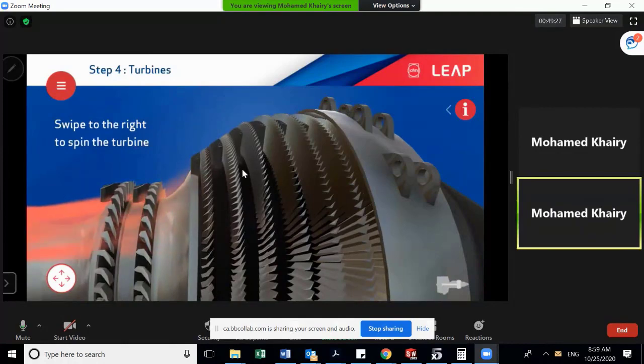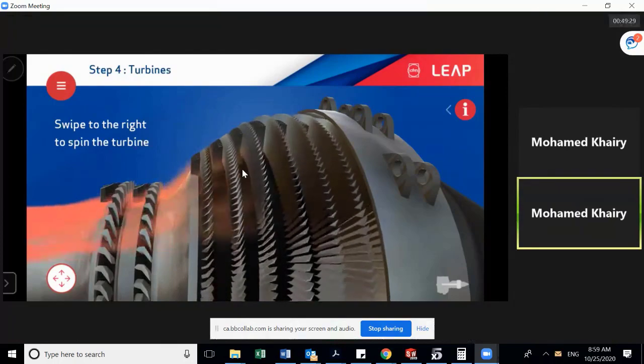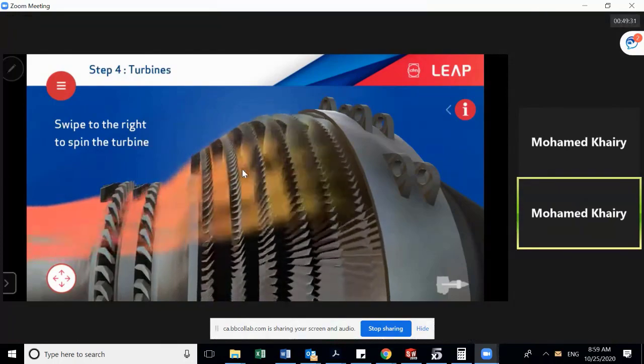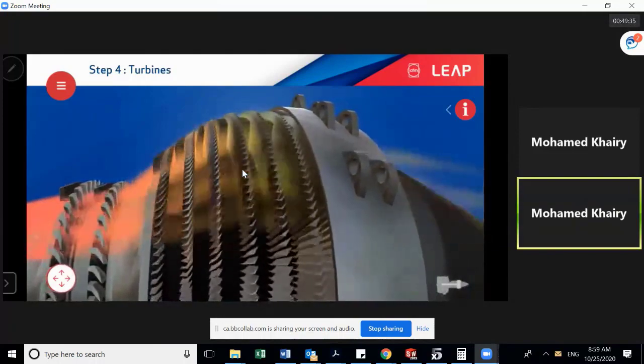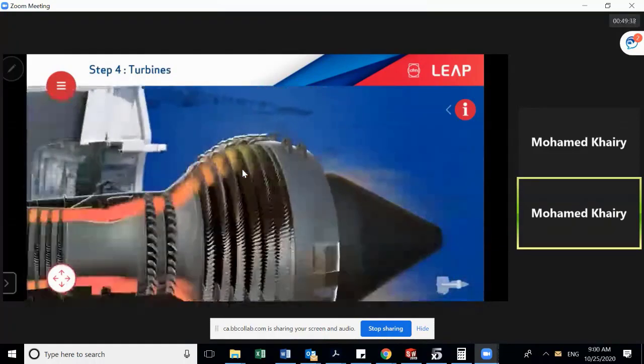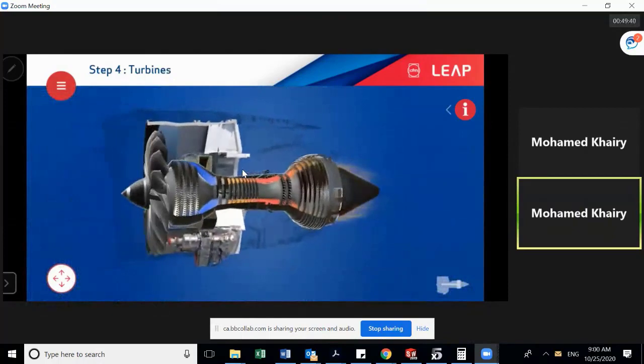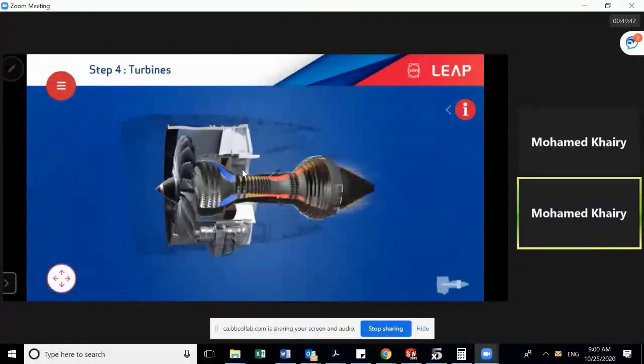Okay, so the air will be expanded through the turbines, and this will, as you can see, move the turbine, which in turn will move the compressor. Okay, so this is the full cycle of the turbofan engine.